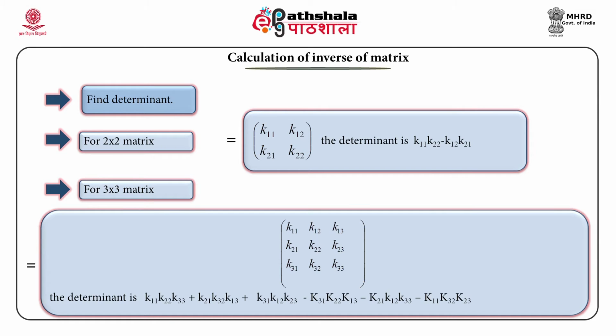So here it is. Now you can easily check for K31 what happens. Omit the row and column containing K31 and then check the rest of the elements. They come as K12 into K23 minus K13 into K22. So this is how we have computed the determinant for a 3 cross 3 matrix. I think you are in sequence. First, find out the determinant.